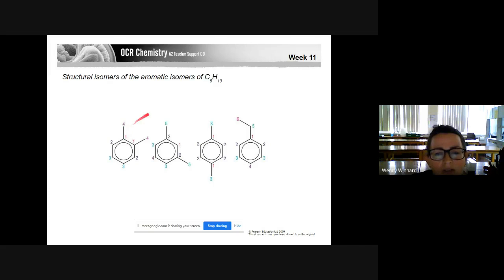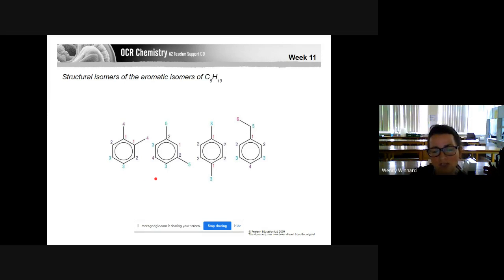Now, these structures here are dimethylbenzenes. So this structure here is 1,2-dimethylbenzene. And this structure here is 1,3-dimethylbenzene. And this here is 1,4-dimethylbenzene. And this structure here is ethylbenzene. And what you need to be able to do is to predict how many different carbon environments there are in each of those isomers.